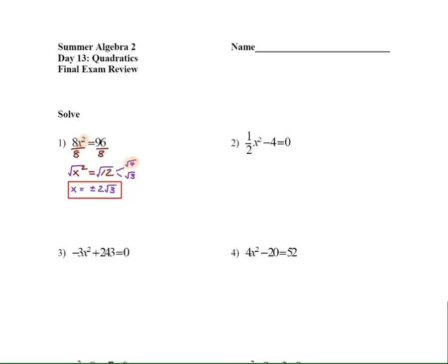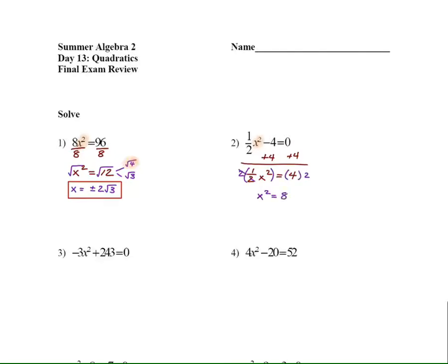Similar for number 2, what I notice is I only have an x squared, so I'm going to try and get that x squared by itself. So I'm first going to add 4 to both sides, so I get 1/2 x squared equals 4. And then to get x squared by itself, there's a couple ways to go about it. The easiest way, I think, is, instead of dividing both sides by half, although that works, to just take both sides and multiply by 2.